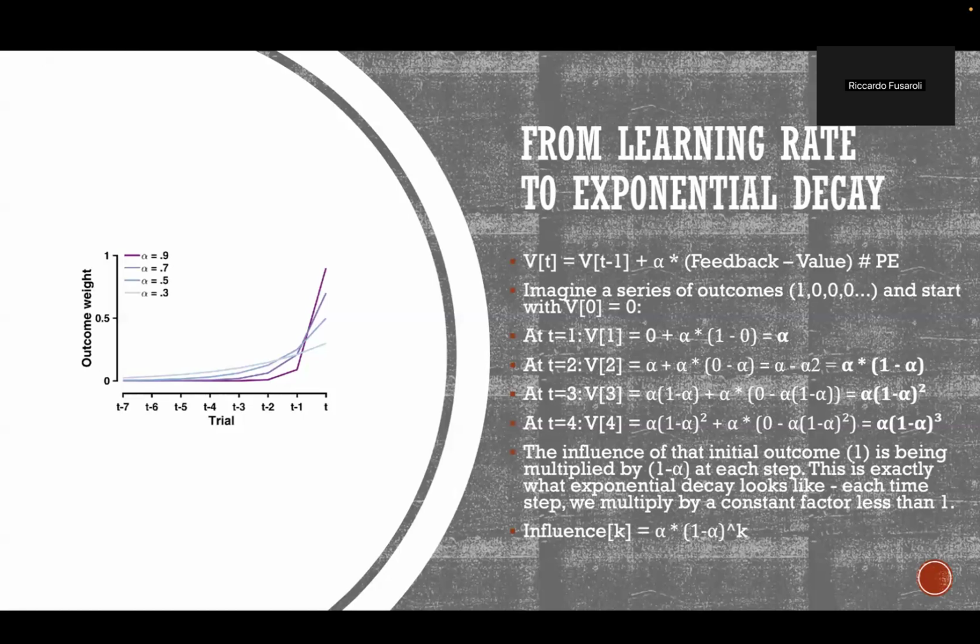Which is exactly why we're getting this exponential decay. Because by multiplying at every step by a number that's between 0 and 1, we keep discounting it more and more. Right?